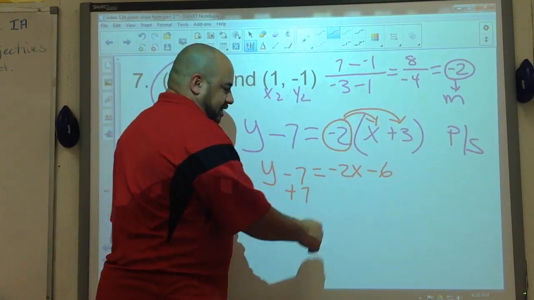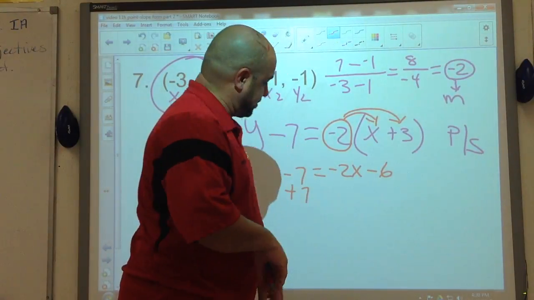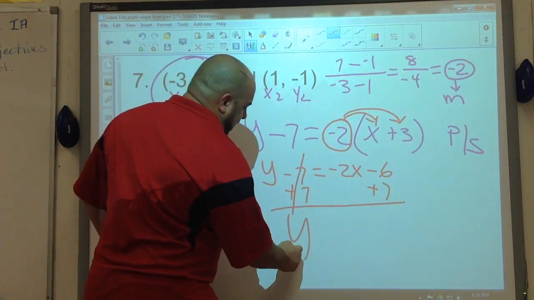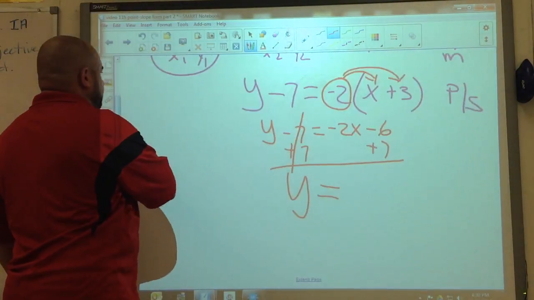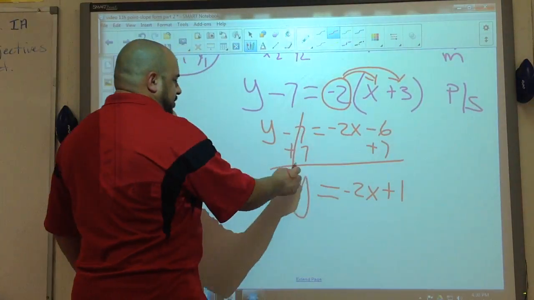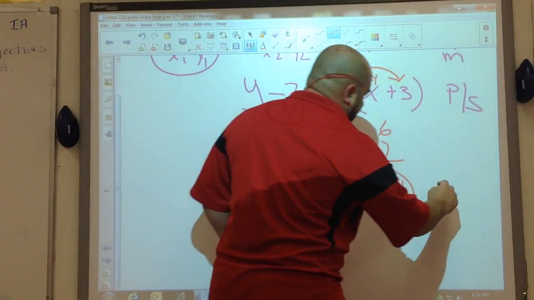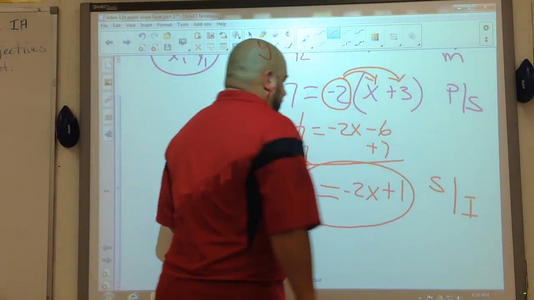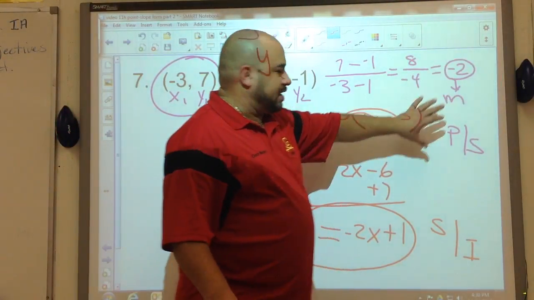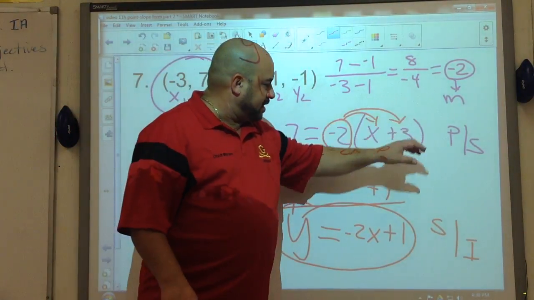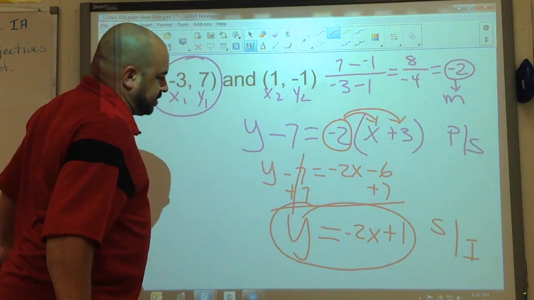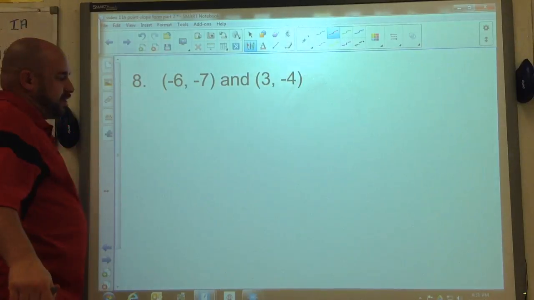We can't add it to the negative 2x because they're not like terms. So we have to add it to the negative 6. This cancels out. I have y equals negative 2x plus 1. So here is my slope-intercept form. So again, we went from finding the slope first, then we wrote the point-slope form, then we moved it over to the slope-intercept form. And that's the equation of the line in slope-intercept form.